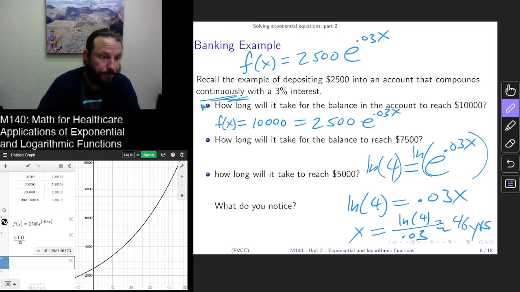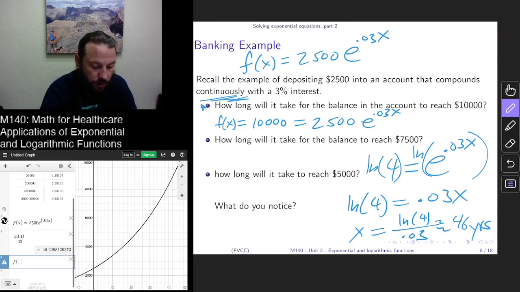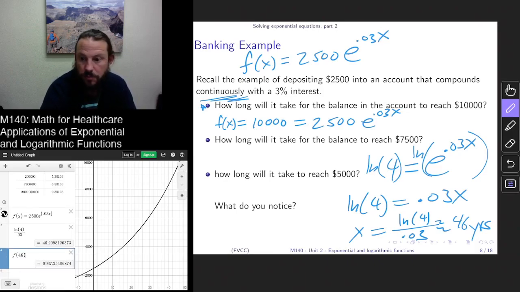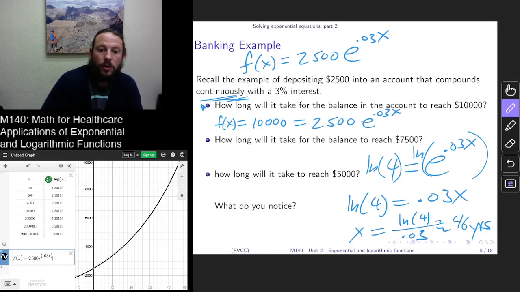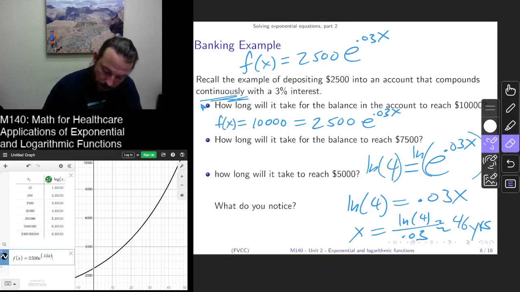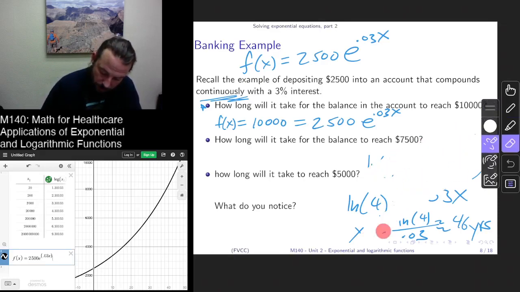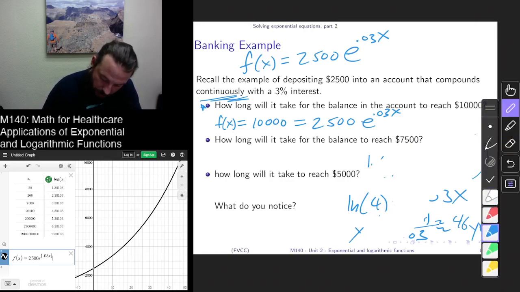All right. Now, we could check that. Look, plug in f of 46. It should be pretty close to 10,000. Okay. Now, let's erase that work there. I'm going to write this as approximately 46 years. All right.